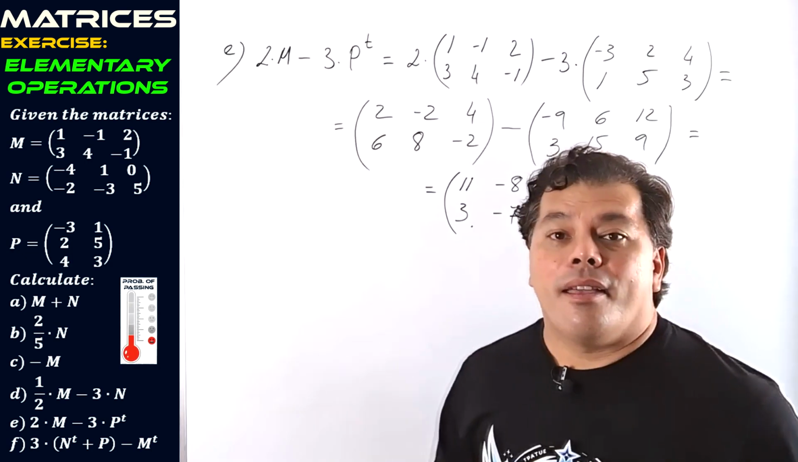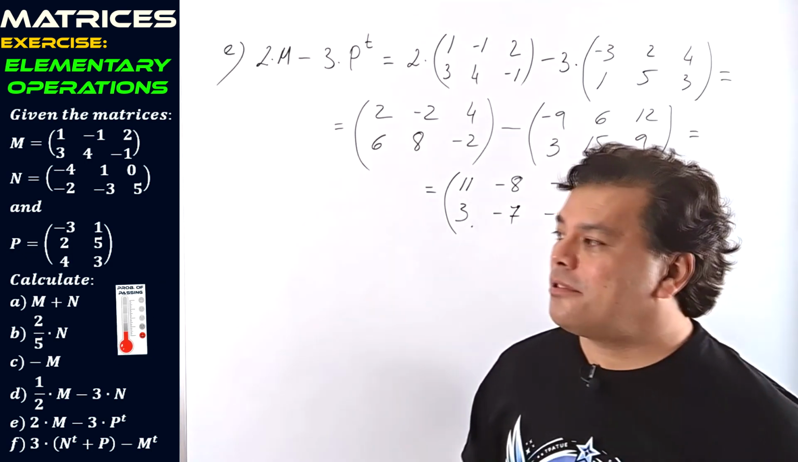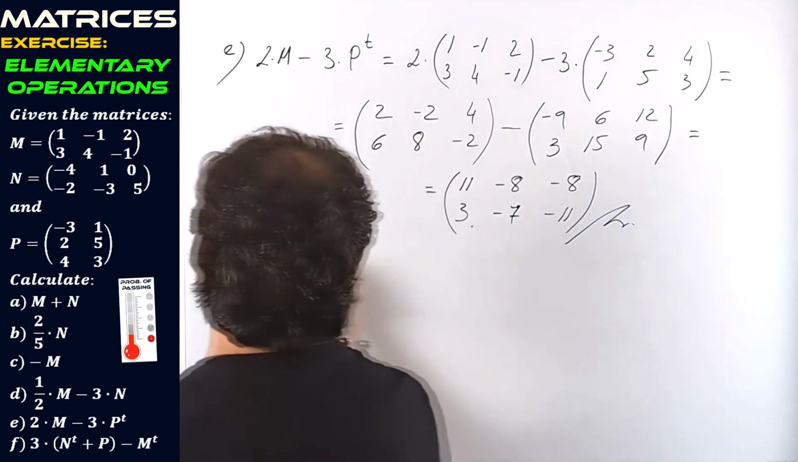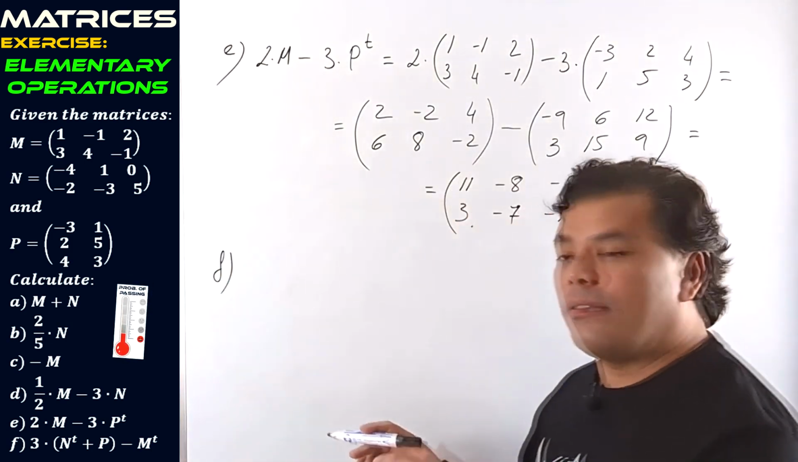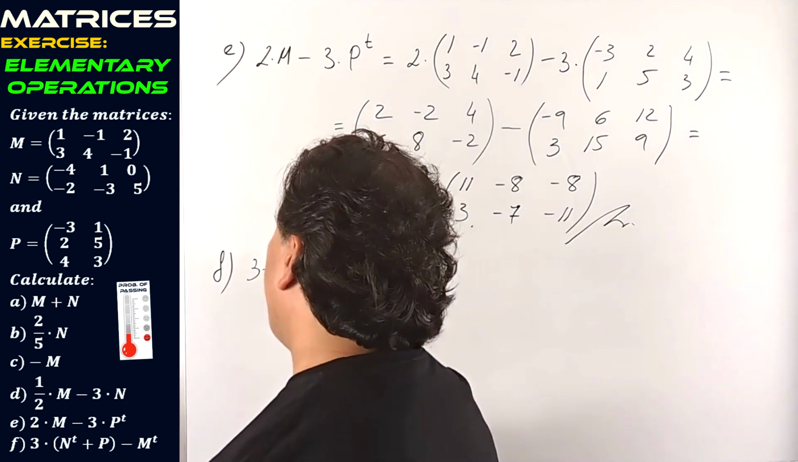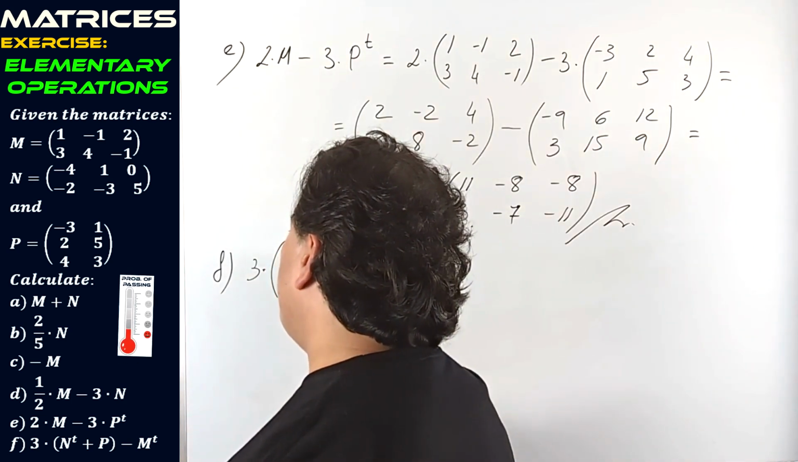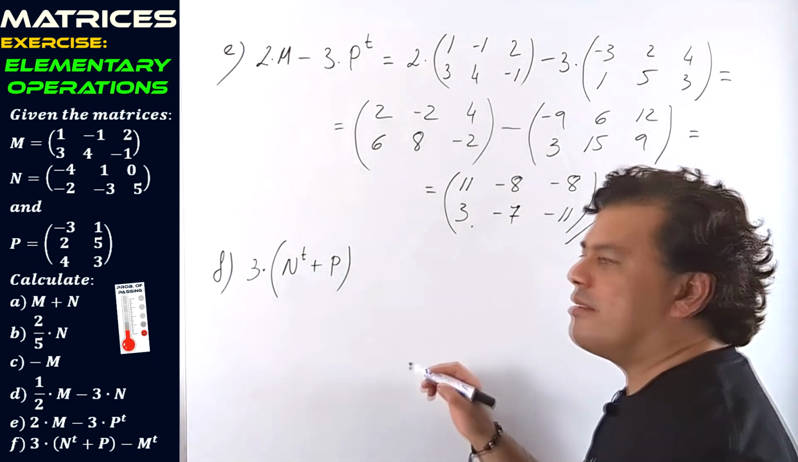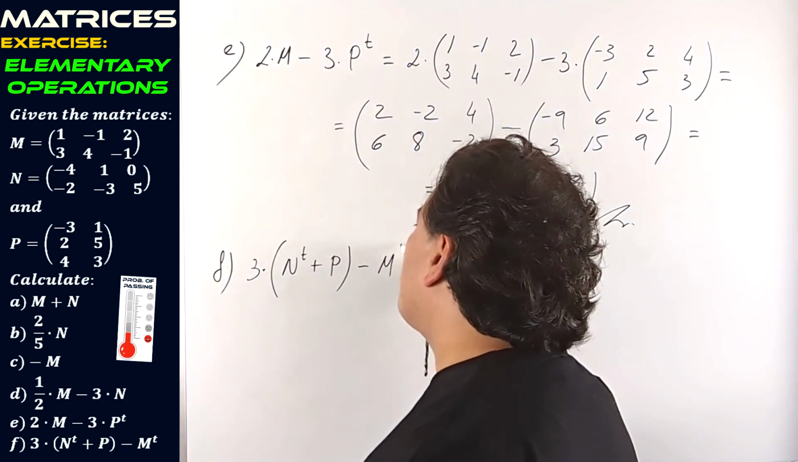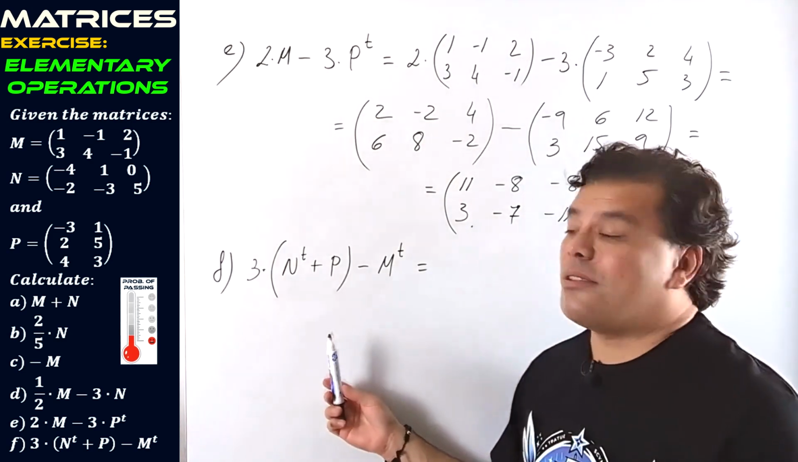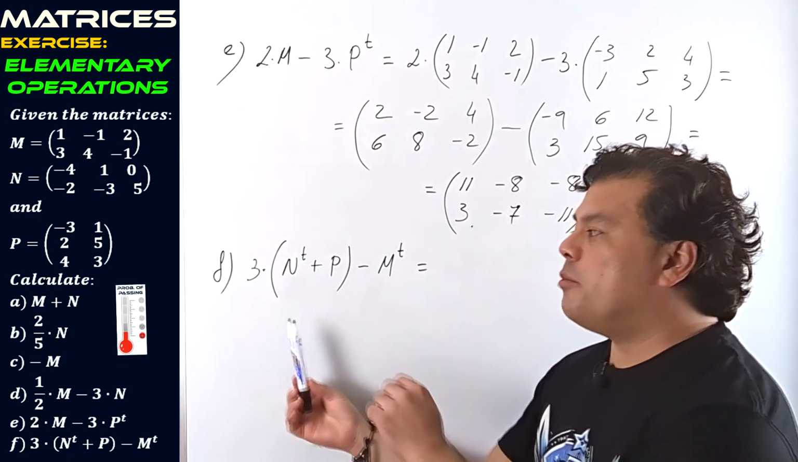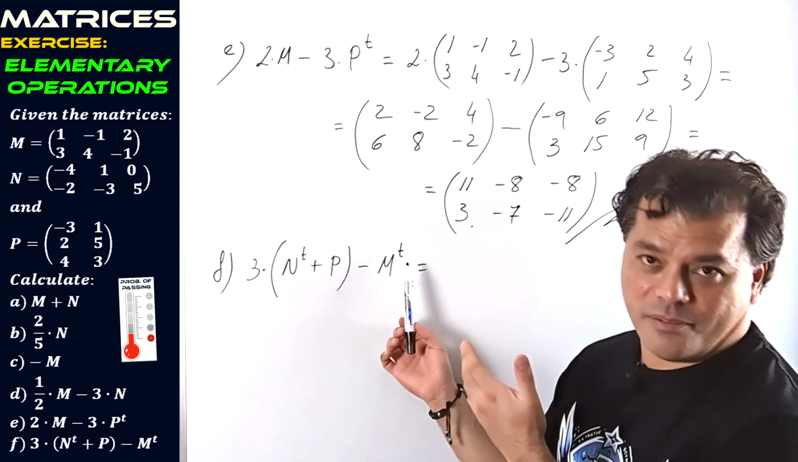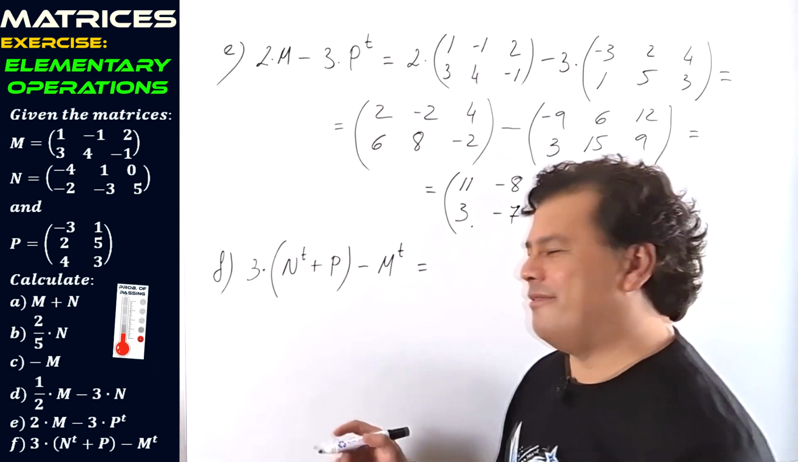Easy, right? And now the last section will serve to consolidate every idea with which we've been working on in this exercise. There you have it. We're asked to calculate 3 times matrix N transposed plus matrix P. And after doing this, we will have to subtract matrix M but also transposed. As you can see, it's very easy. First of all, we are going to bring matrix N transposed, matrix P, and matrix M also transposed. And then just operate. Let's go.